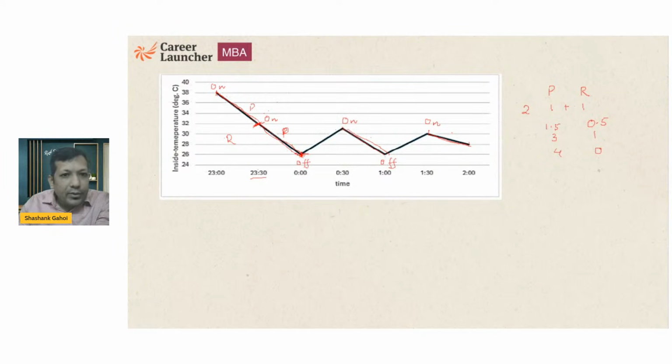What is the time over here? Time over, sorry, temperature over here is 26. That is going to be 31 degrees.